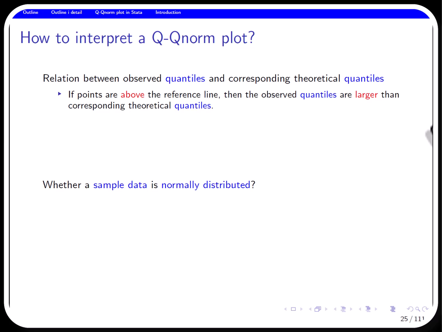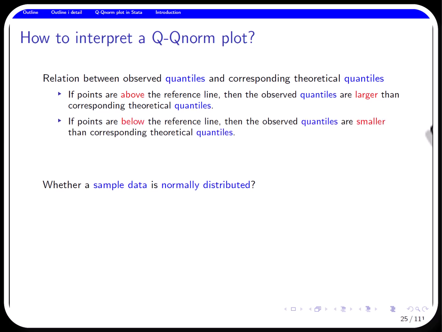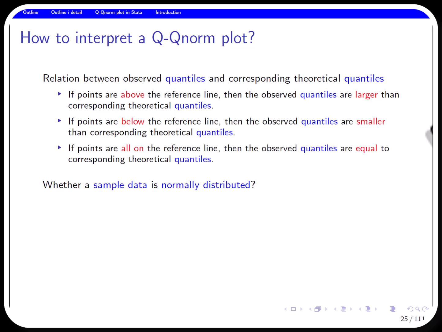If points are above the reference line, then the observed quantiles are larger than corresponding theoretical quantiles. If points are below the reference line, then the observed quantiles are smaller than corresponding theoretical quantiles. If points are on the reference line, then the observed quantiles are equal to corresponding theoretical quantiles.